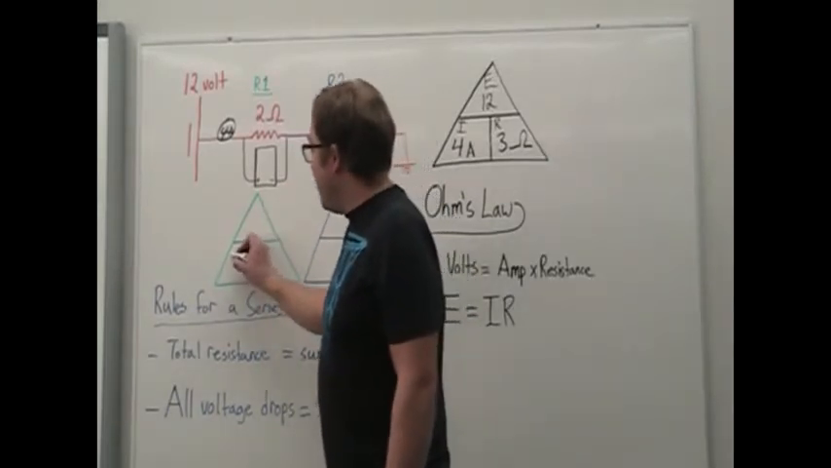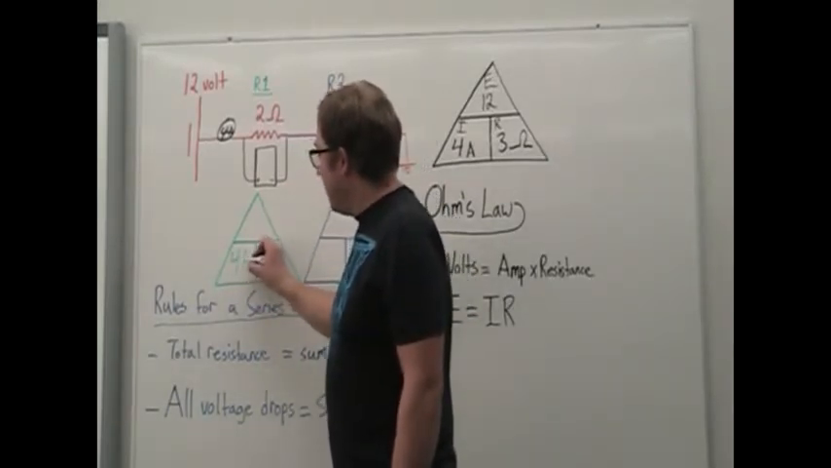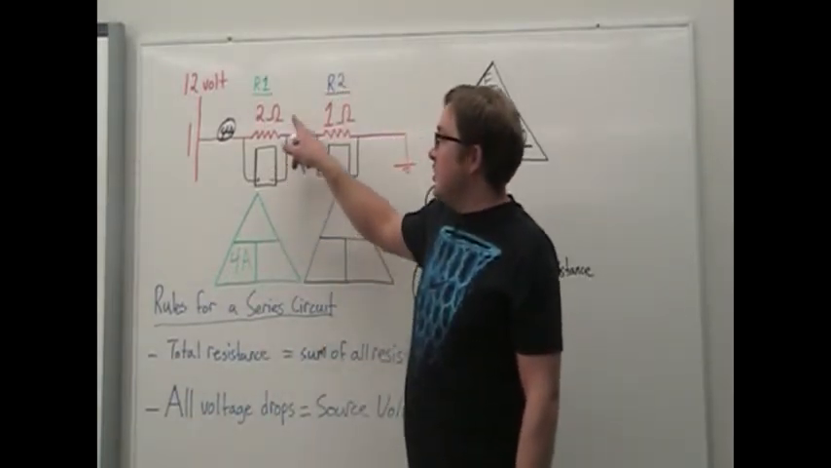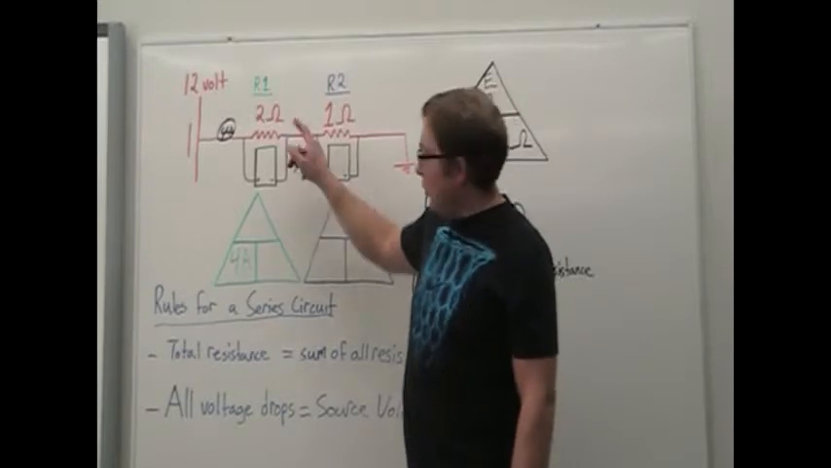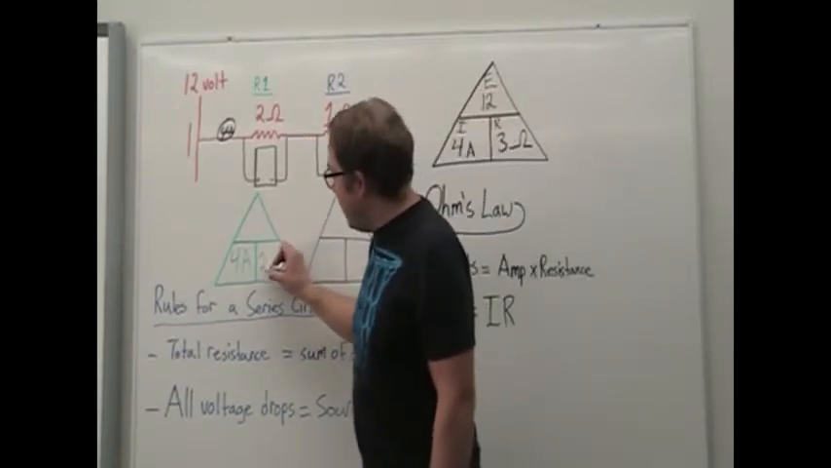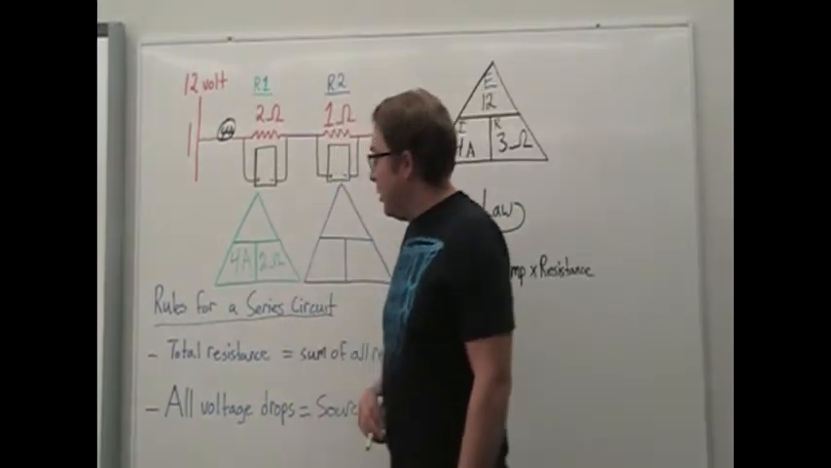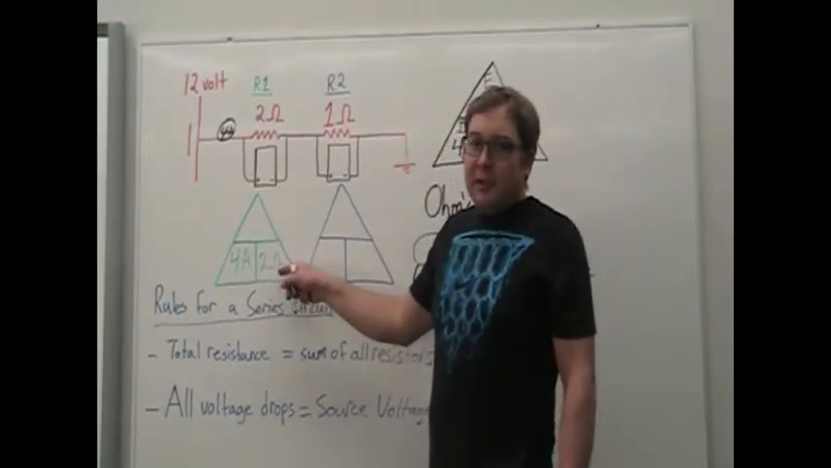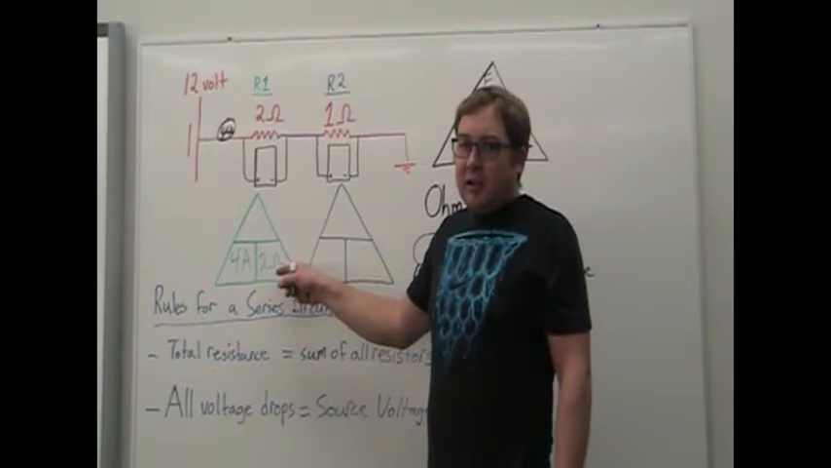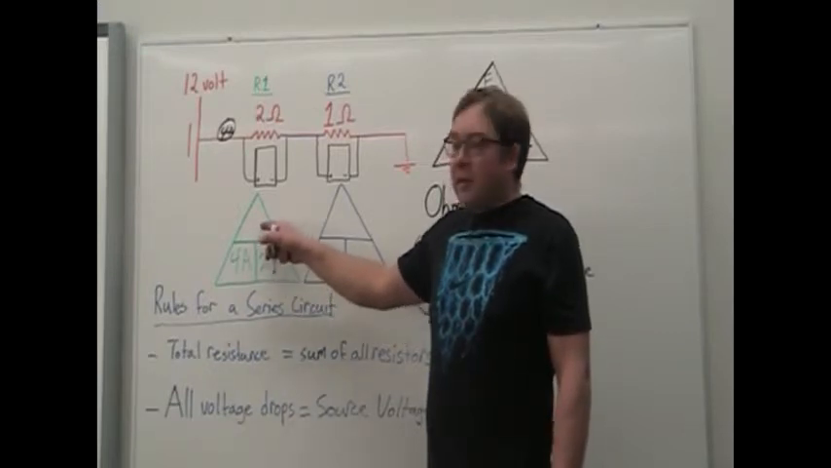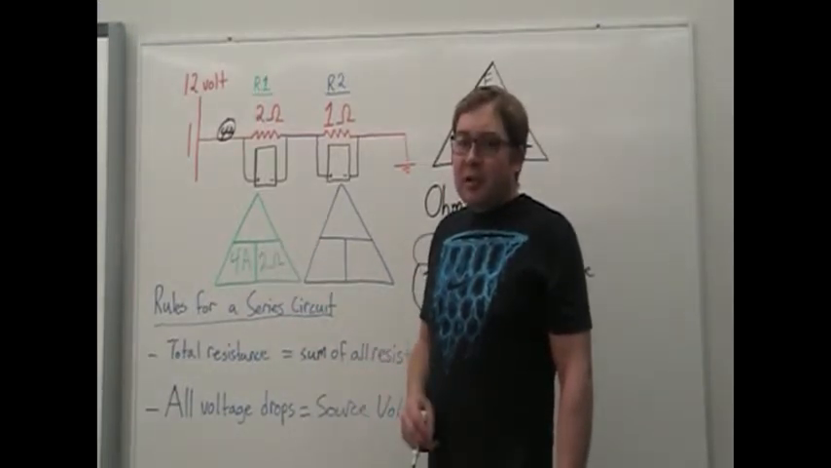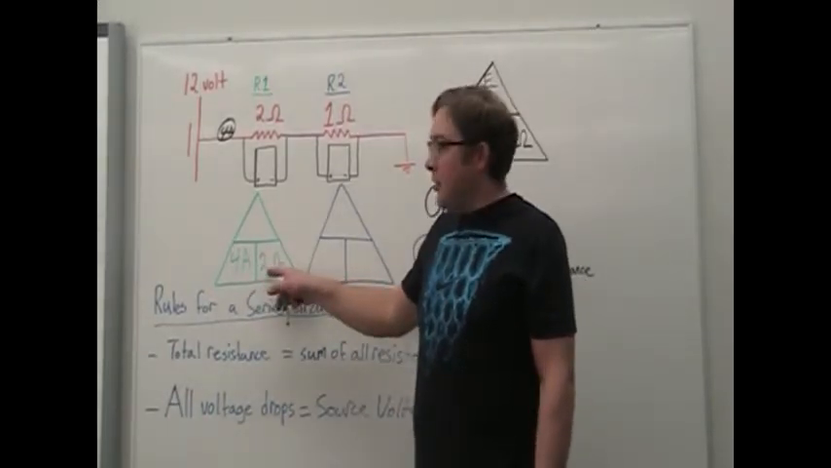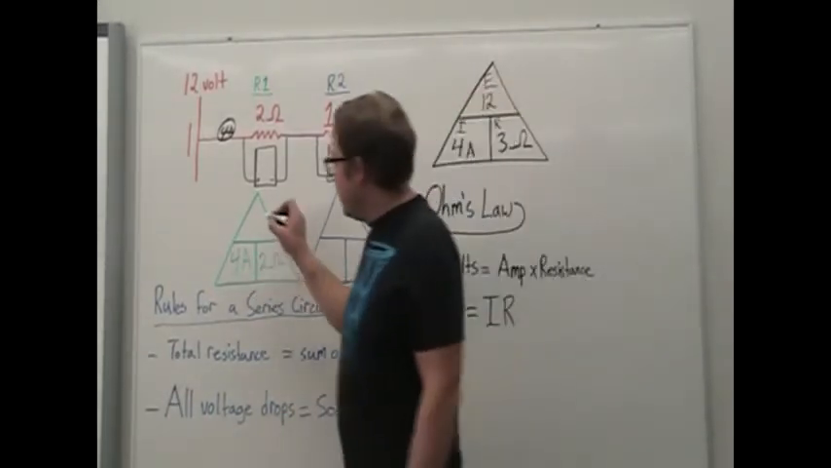So we got 4 amps. Okay. Our resistance for this resistor is 2 ohms. So we can go ahead and put our 2 ohms in there. And again, now we have 2 pieces of information in our triangle. We can easily figure out our voltage drop across that resistor, and it's simply 4 times 2 is 8.